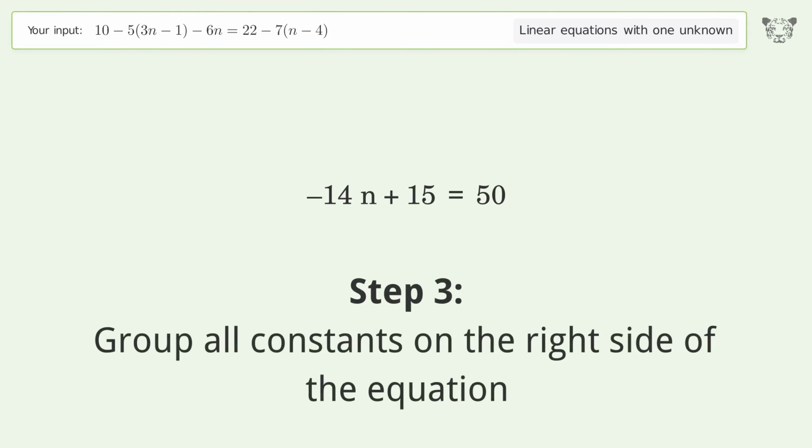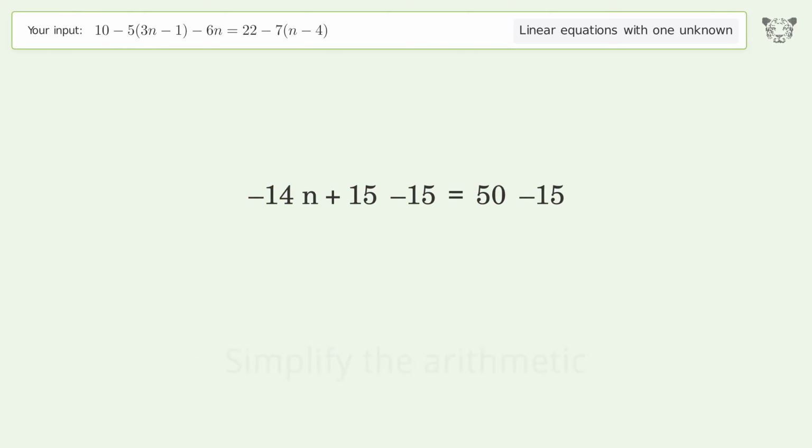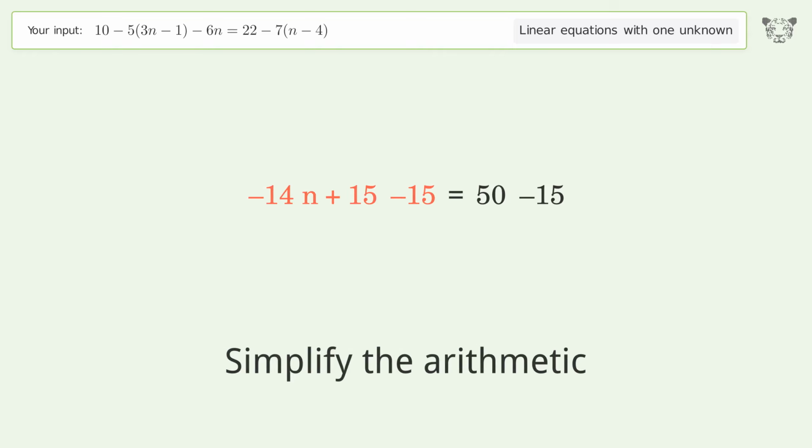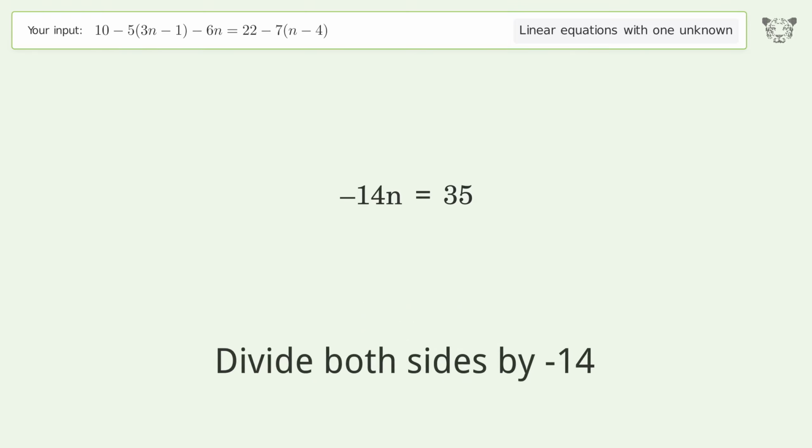Group all constants on the right side of the equation. Subtract 15 from both sides. Simplify the arithmetic. Isolate the n. Divide both sides by -14.